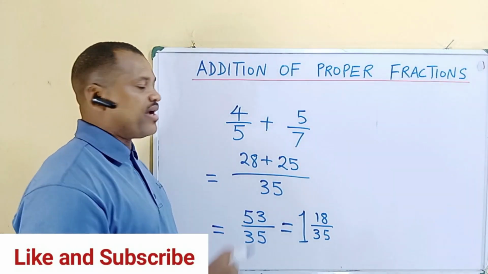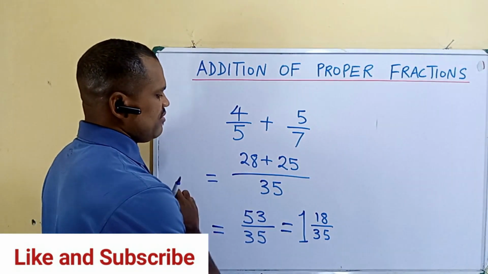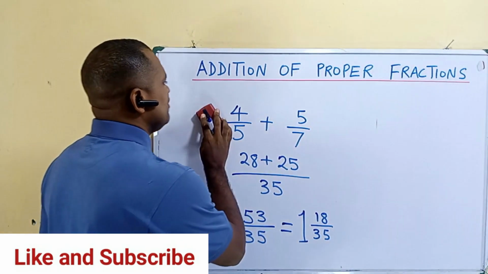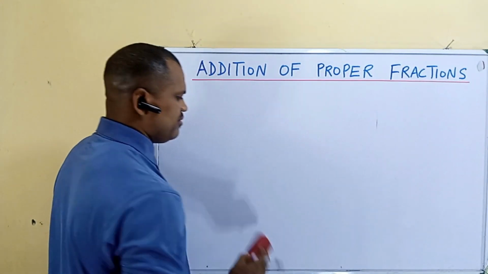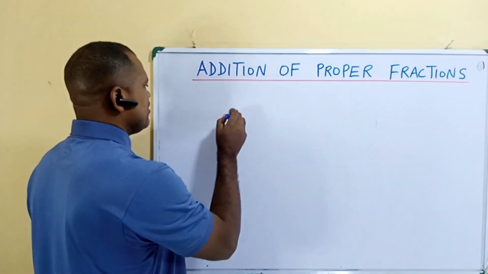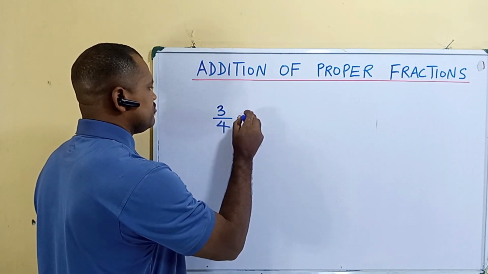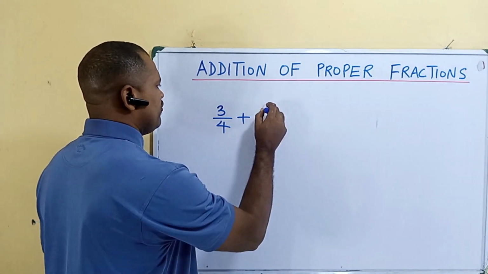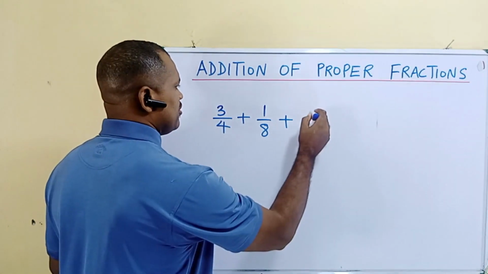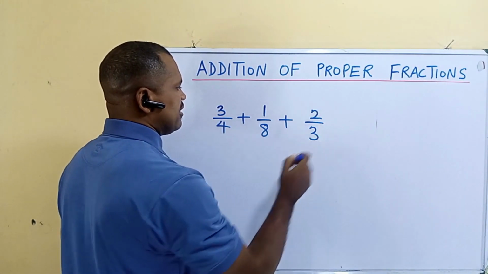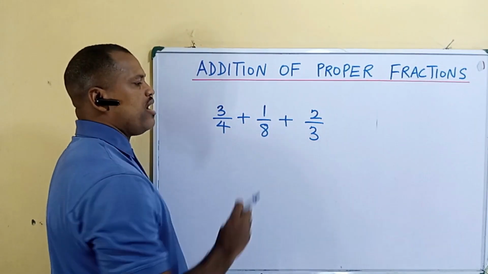Let's do 3 fractions. Yeah, so let me clean this. I hope it's very clear and fun. I believe you're enjoying yourself. Let's do 3 over 4 plus 1 over 8 plus 2 over 3. So here we have 3 fractions and we are asked to add them.